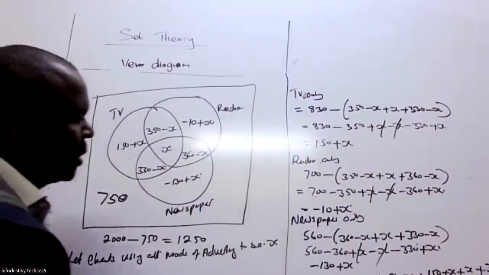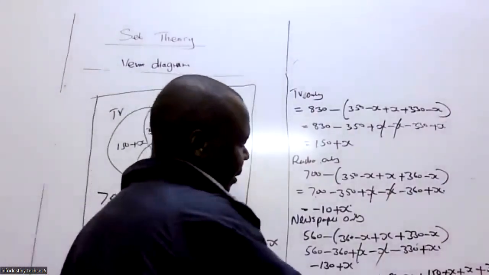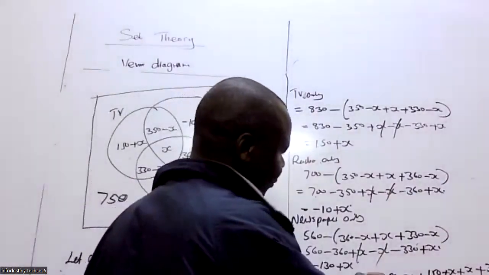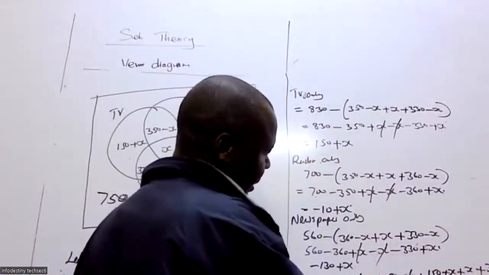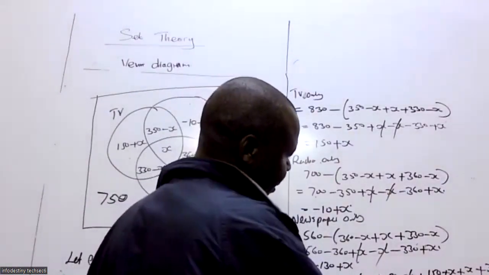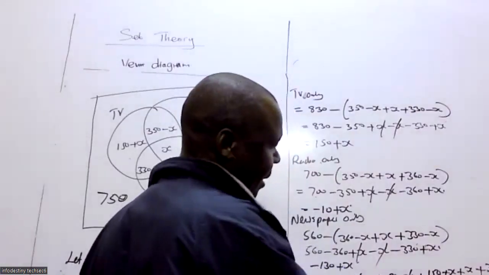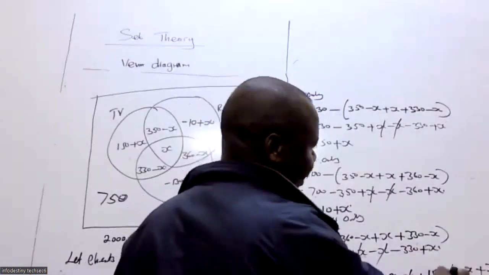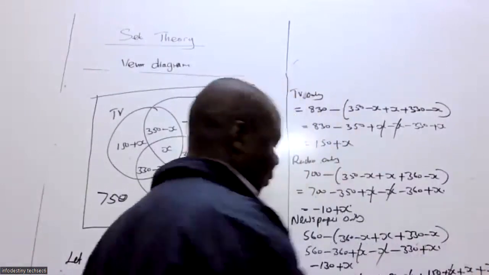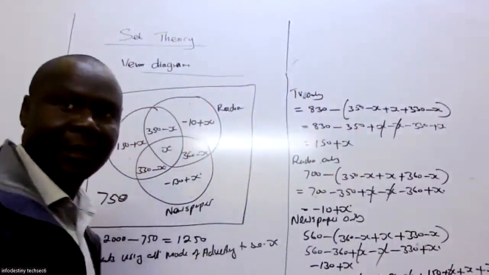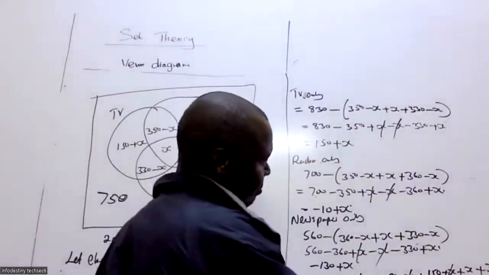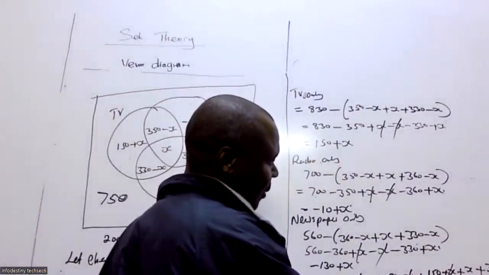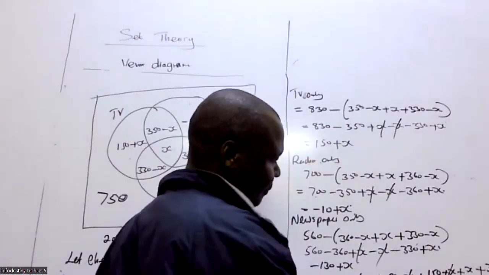So this one will cancel. We are together. This one will cancel. This one will cancel this. So we are remaining with 1X. So negative 10 plus this one is 340, plus 150.